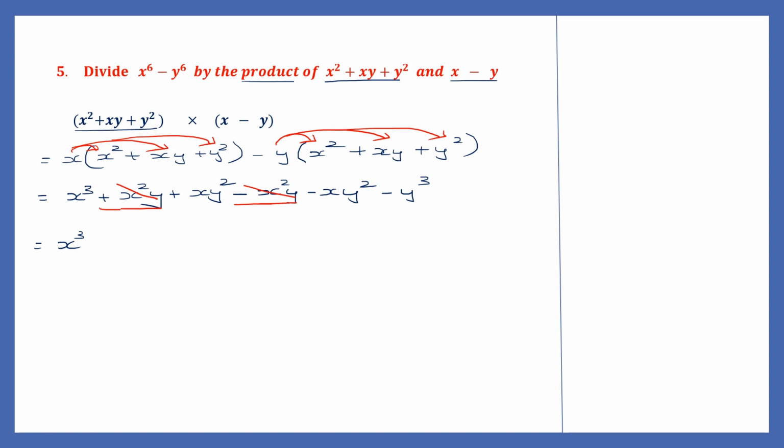Next, let's look at plus xy square. There is one more xy square, but that is also minus. Plus and minus make it 0, so that gets cancelled. So what is left is x cube minus y cube. This is the product that we have got after multiplying these two. So now with the product, we are going to do our division.